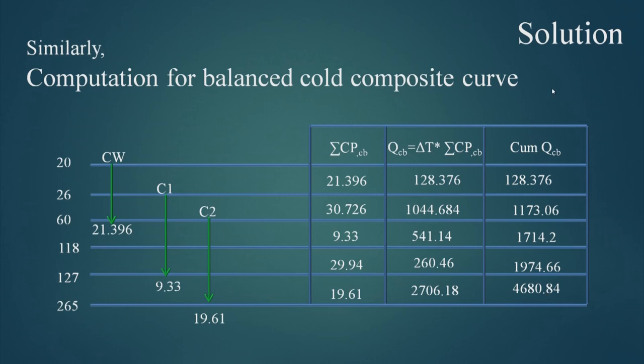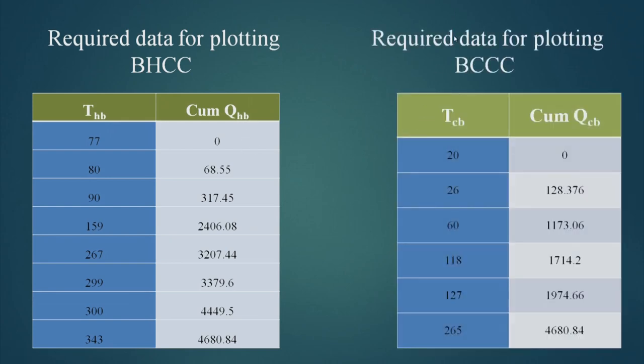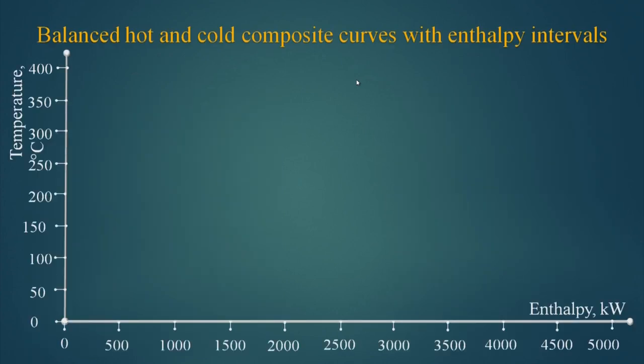Now, the data is ready for the balanced composite curves. We have created data for the balanced cold composite curve as well as the balanced hot composite curve. So, this is the hot composite curve data and this is the cold composite curve data. Now, we can plot them. So, this is my balanced cold composite curve. This is my balanced hot composite curve.